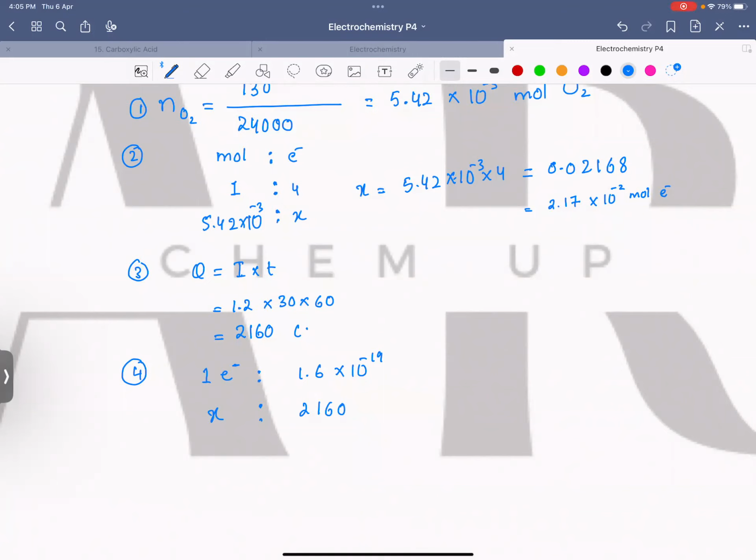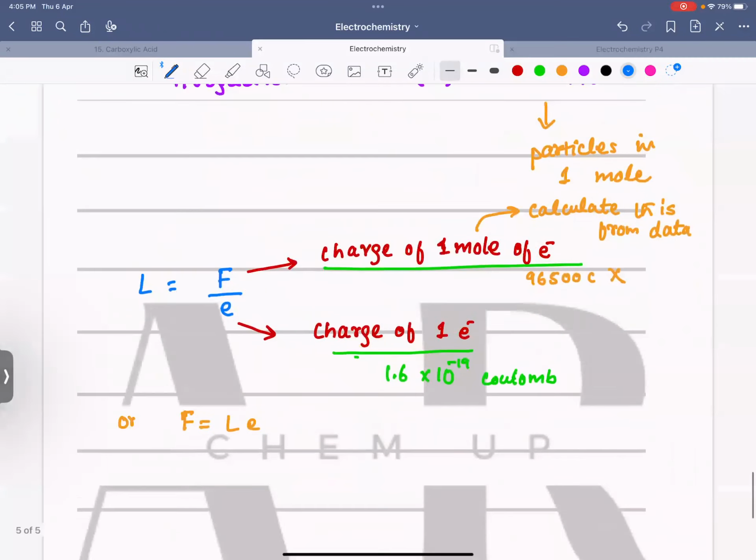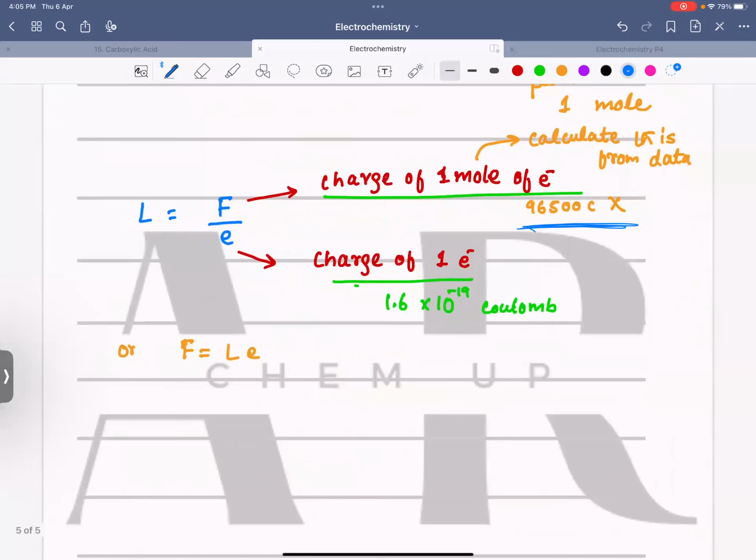1.35 exponent 22. I have told you, whenever we are doing this and we have to find the L, the Avogadro's constant, we do not use that constant 96500. Okay, that's what I have told you earlier over here. Whenever we are doing any calculation regarding this relation where we have to find the Avogadro's constant, we do not use this value.